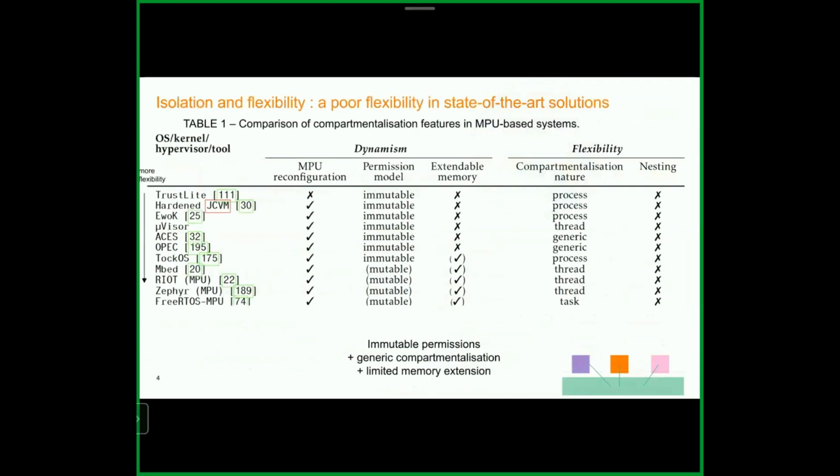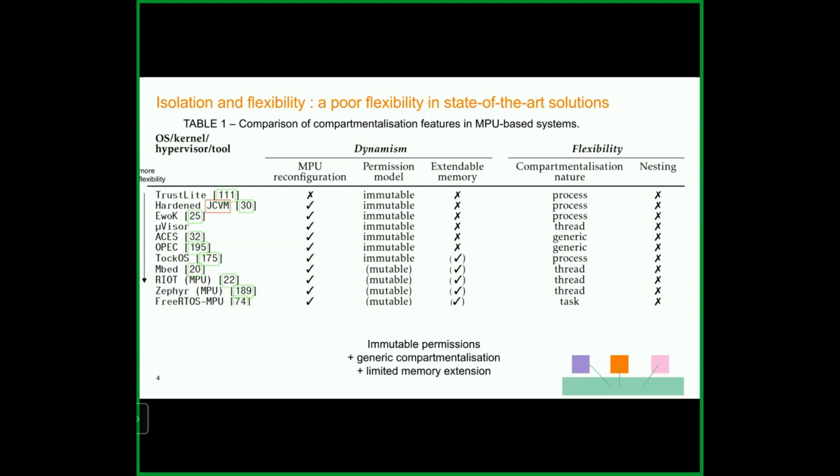So if we could take a look at the state of the art, we found many systems that already use the MPU to secure the devices and secure in a way that they isolate memory spaces. However, when we take a look at the characteristics, we can see that mostly they have an immutable permission models. That means that all the access permissions have been decided before execution time, so at compilation time or even before. And they don't provide any memory extensions, and they also have a very limited flexibility.